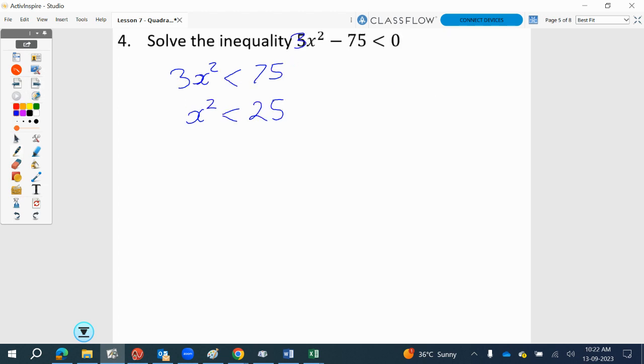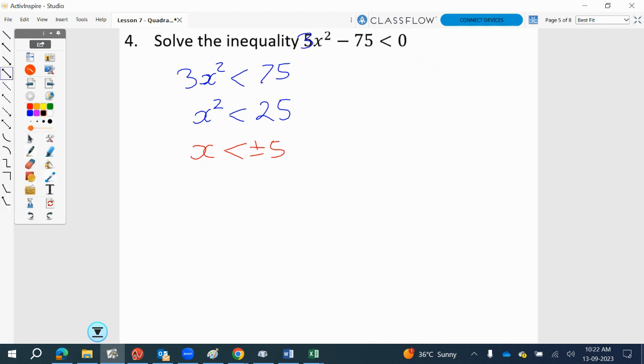Is the sign still less than? No. What's happening when I square root on both sides? I can't do this. I can't say x is less than plus minus 5. That doesn't work. Let's have a look at it from a graphical perspective.